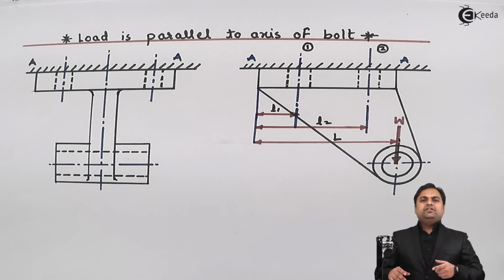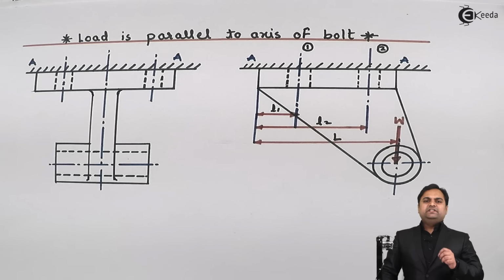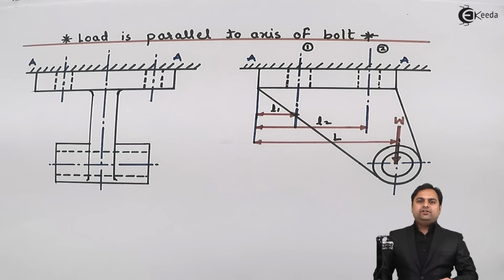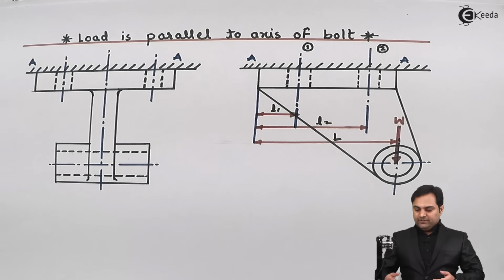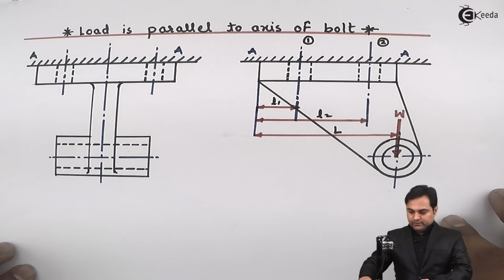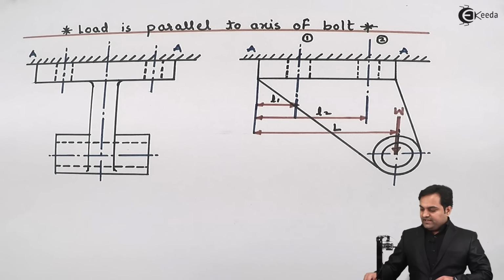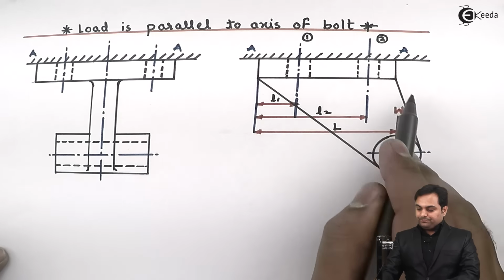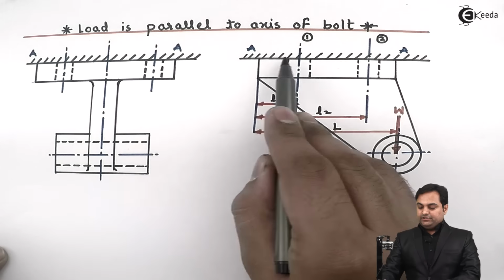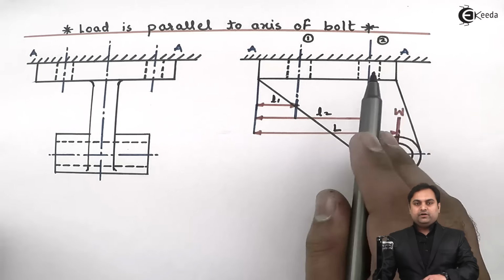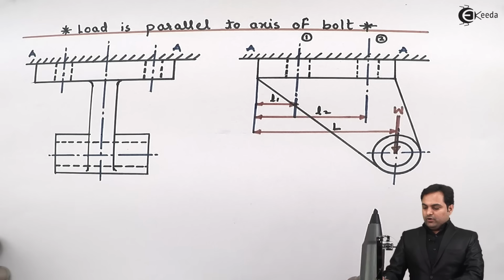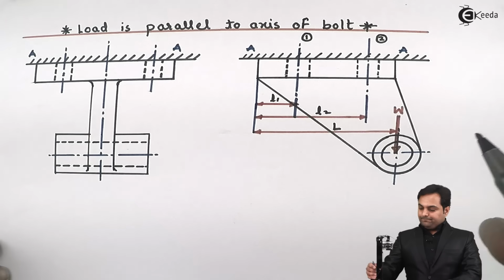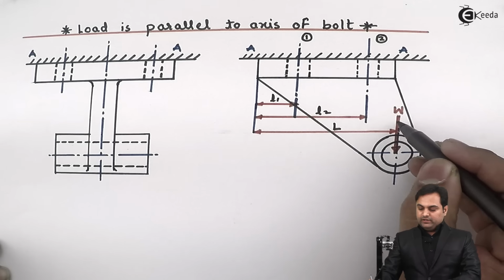Hello friends, here in this video we will see a derivation in which we will derive a formula for the condition when load is parallel to the axis of the bolt, and for that purpose here we have a diagram. Now in this diagram, this is a bracket which is connected to a wall or a ceiling. Now this bracket is subjected to load W, as can be seen here.